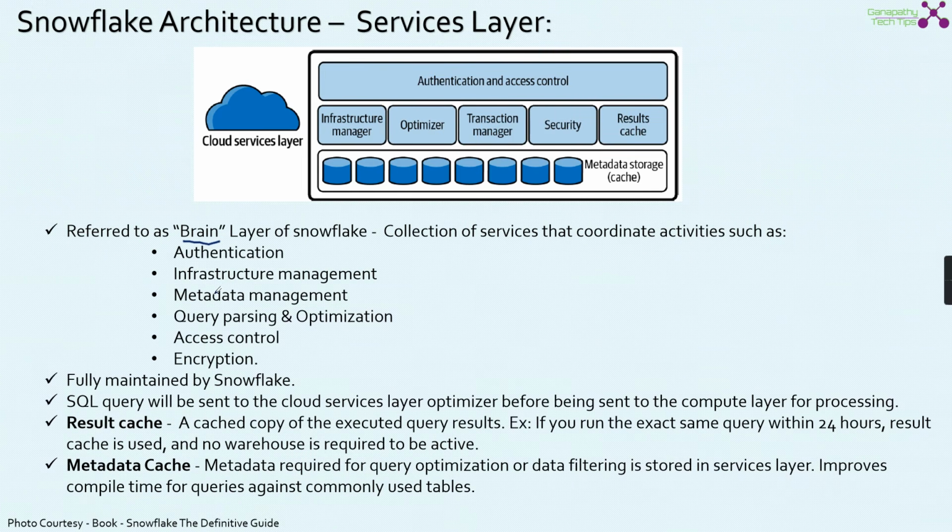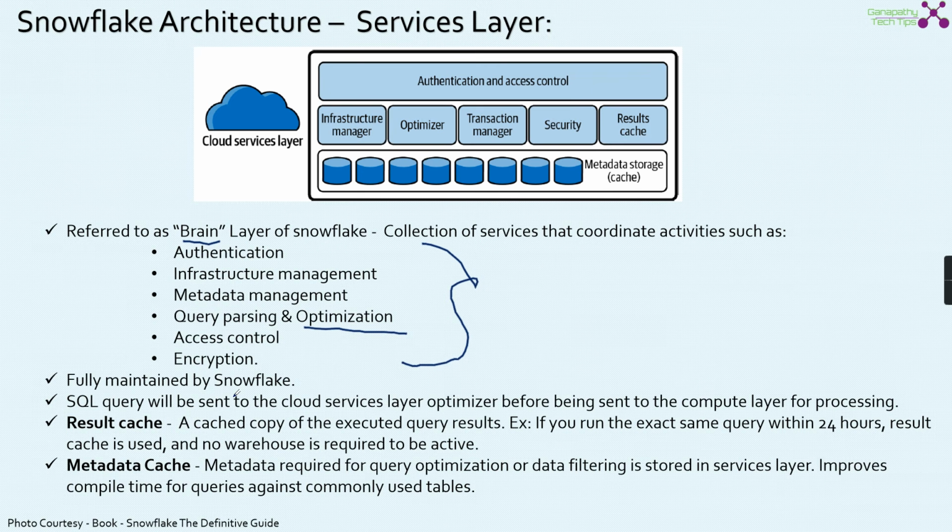So typically it does these features of authentication, infrastructure management, metadata management, query parsing and optimization, access control, and encryption. These are some of the key features which it does. These are all needed by Snowflake to take the proper optimal decisions on query parsing and optimization. So the entire metadata is stored in this layer. The statistics about the data is stored in this layer. So if you fire a query against that specific table, based on all that metadata information, it will generate the least expensive plan, similar to other engines as well, right?